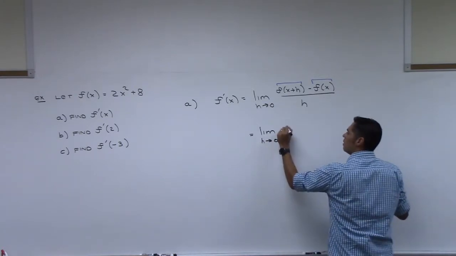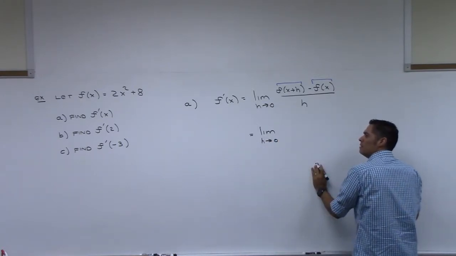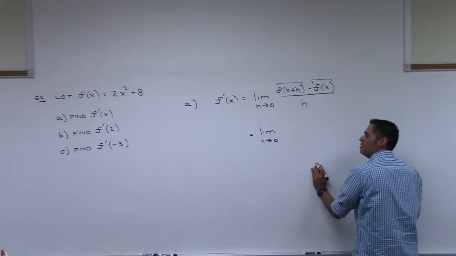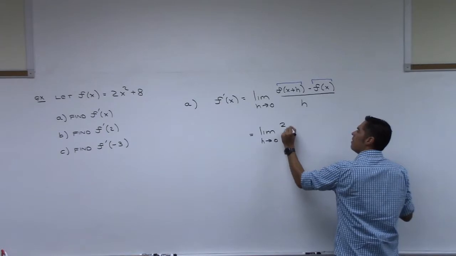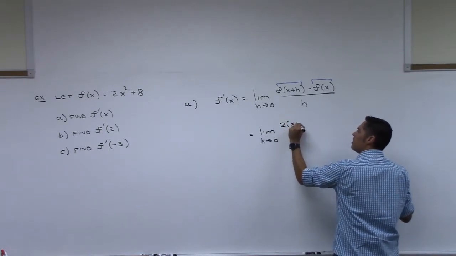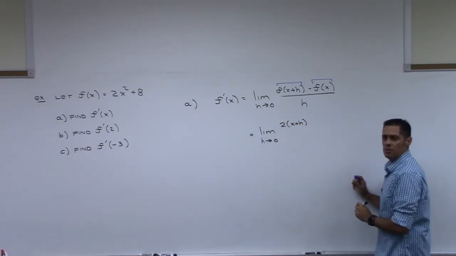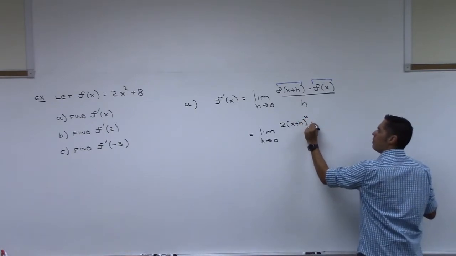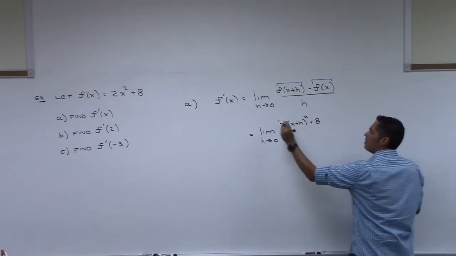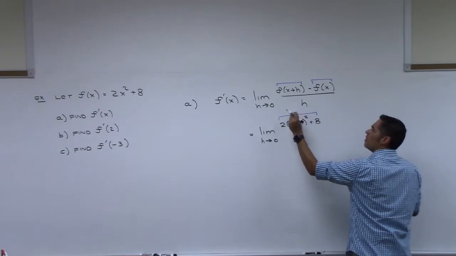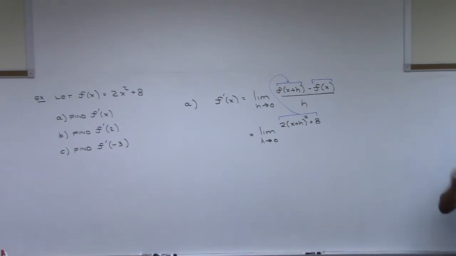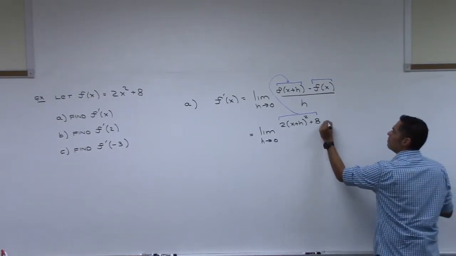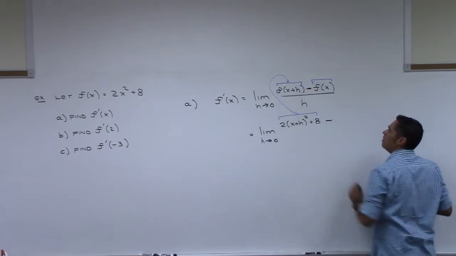Then I'm going to put what? What do I write next? 2, and then parentheses, x plus h, right? That's what I'm plugging in for x, squared plus 8. That right there is that piece right there, right? That's what it means to plug x plus h into that function. Then I will subtract from that, and that subtraction is this subtraction right here, f of x.